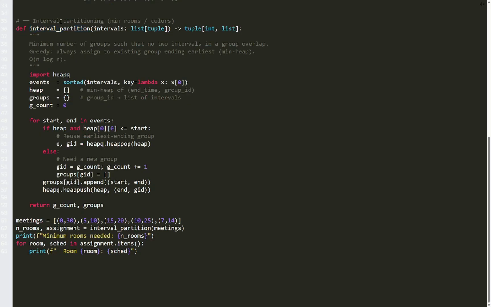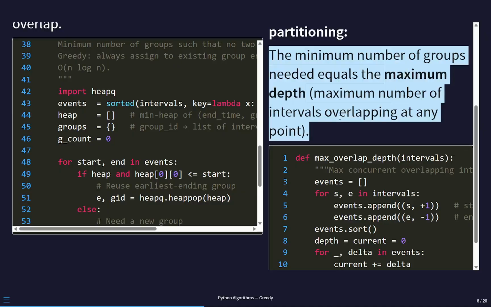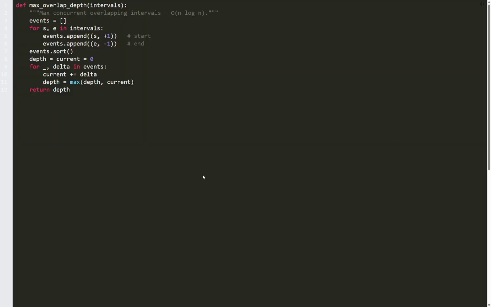Interval partitioning is the dual problem. Assign every interval to the fewest number of groups, so that no two overlapping intervals share a group. Think: minimum conference rooms needed to hold all meetings. The greedy approach uses a min heap of end times. For each new interval sorted by start time, if the heap's top element, the earliest ending active group, finishes before this interval starts, reuse that group. Otherwise, open a new group.